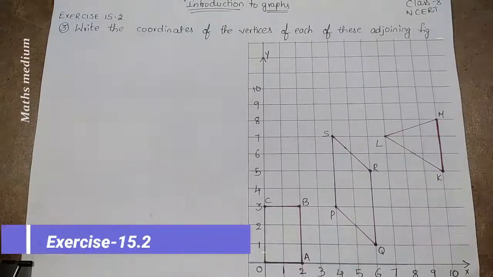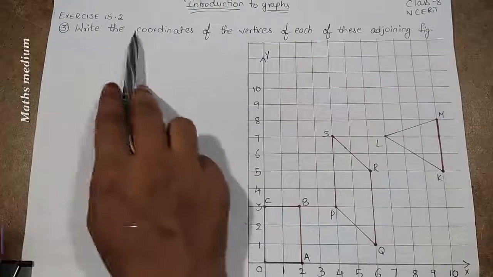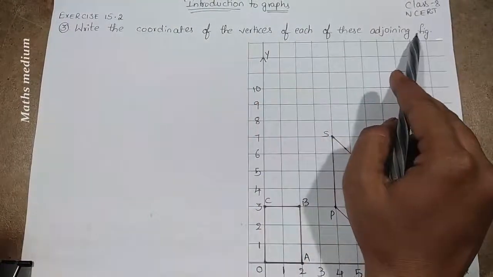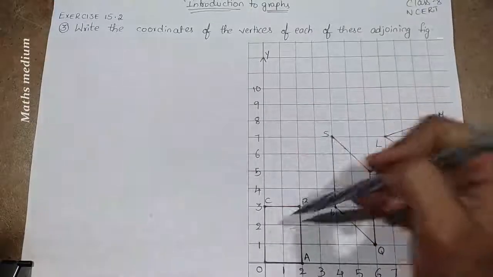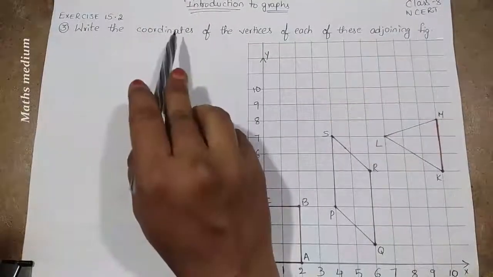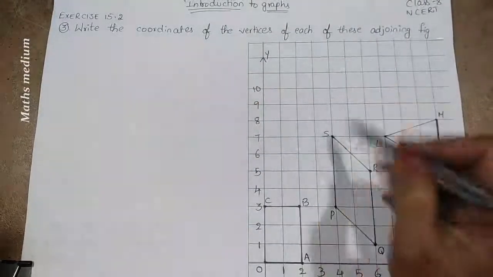Today I came with exercise 15.2 from Introduction to Graphs from 8th class NCERT. Question number 3. Write the coordinates of the vertices of each of these adjoining figures. So here they gave some shapes on the graph. So we have to write the coordinates of the vertices. It means corners of each of the figures.